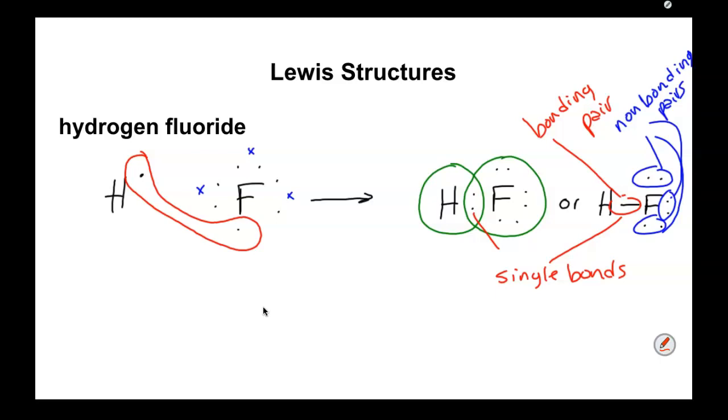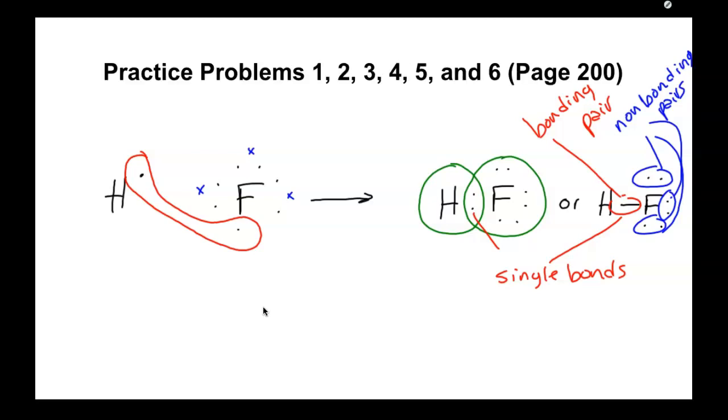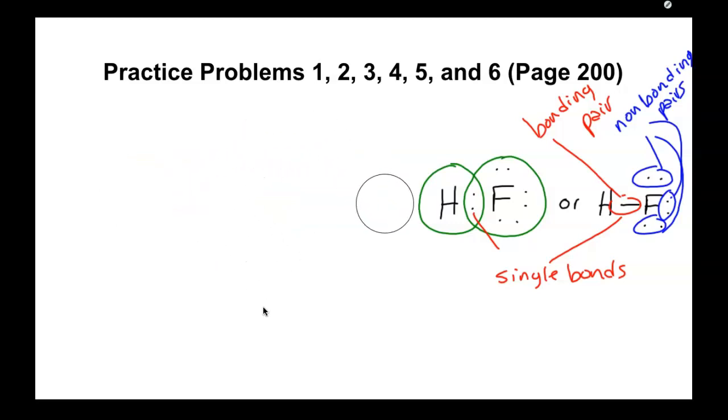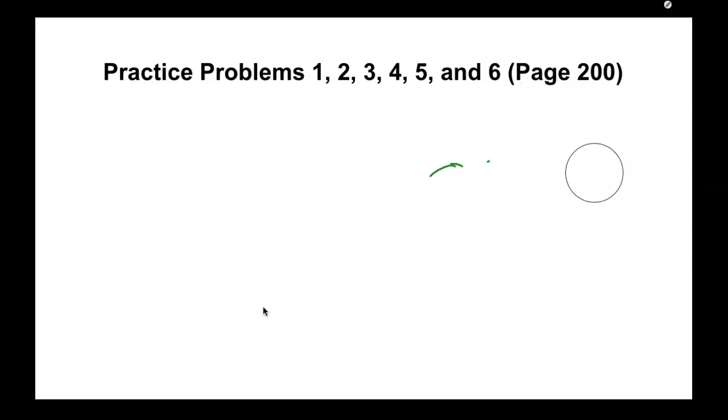Okay, hitting the home stretch here. One thing that we have not talked about, you guys, is double and triple bonds. We're going to do an example on the worksheet that you guys have to do. But in a double bond, you would share 4 electrons, 2 pairs. And in a triple bond, you would share 6 electrons, or 3 pairs. We're going to do problems 1, 2, and 4. We're not going to do all of these. Let's do 1, 2, and 4 on page 200.